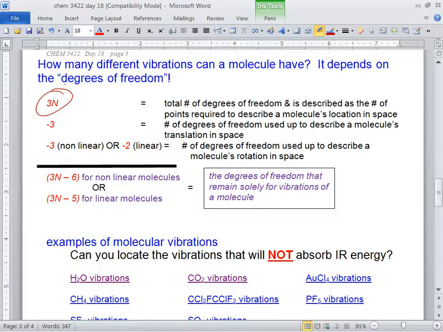Okay. So here's the degrees of freedom. 3n minus 5 for linear, 3n minus 6 for nonlinear. Those are the degrees of freedom. That's what's left for vibrations.